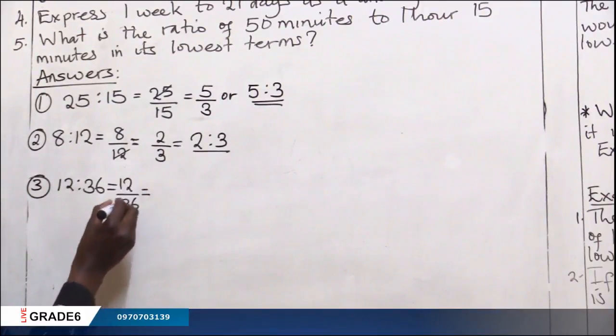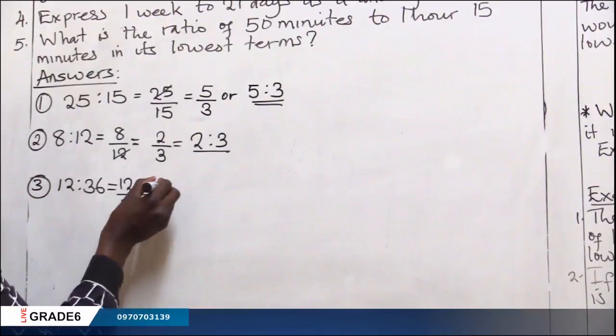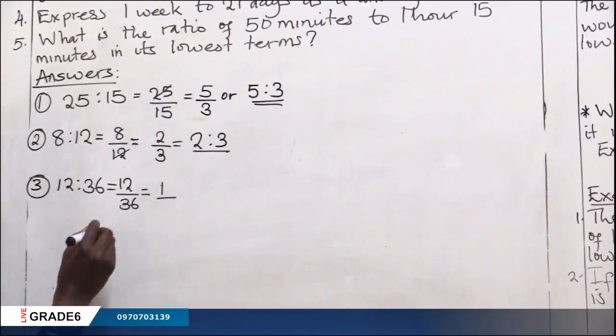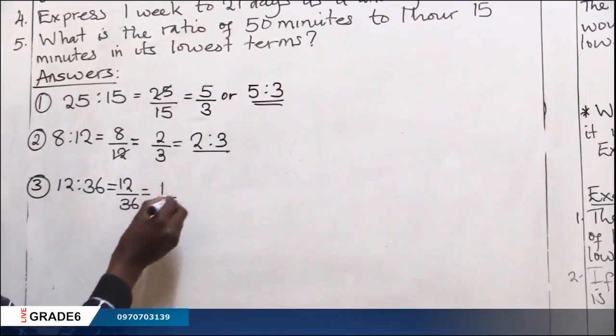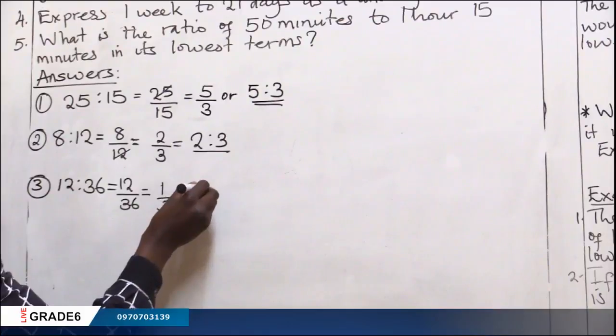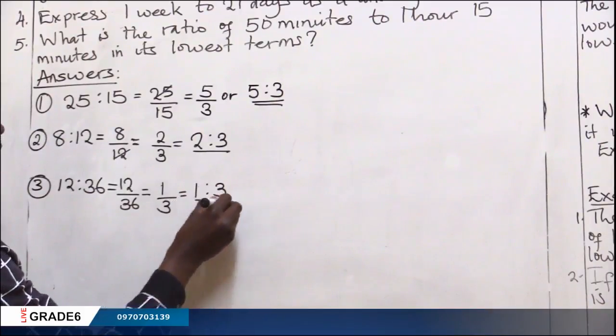So we can ask ourselves, how many times does 12 go in 12? It goes 1 time. How many times does 12 go in 36? It goes 3 times. So our answer is 1 over 3, or 1 to 3, like that.